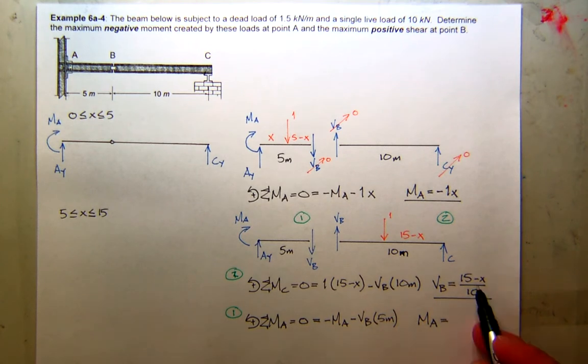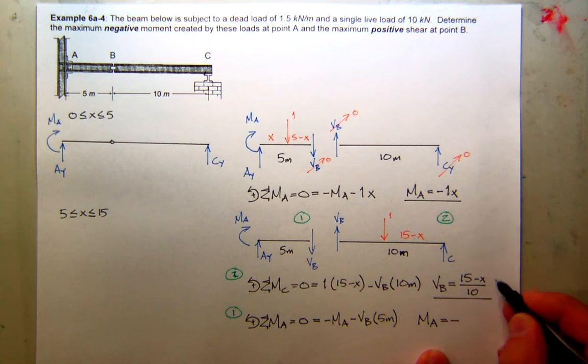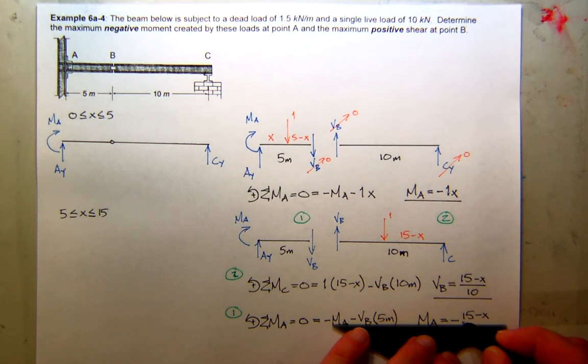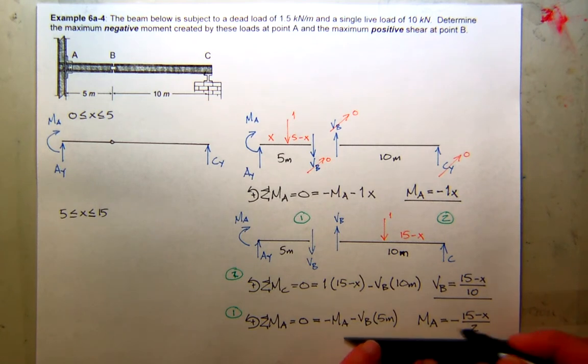It's going to be the shear at B times 5. So what's that end up being? Looks like it's negative. Multiply this by 5, the 5, this makes it 2. So it looks like I get (15 minus x) divided by 2.